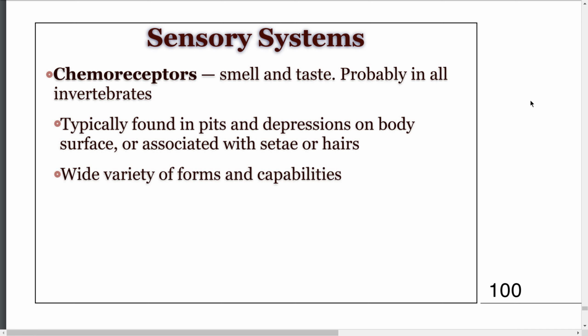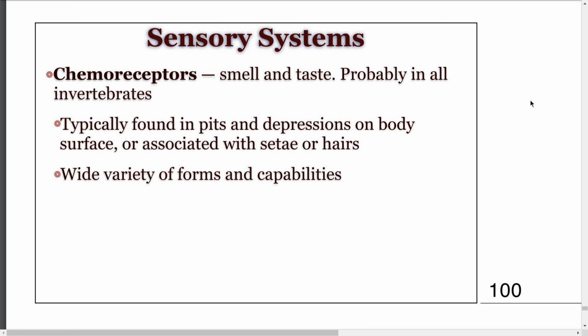Then another type of receptor are chemoreceptors. Basically, this is smell and taste. The ability to detect chemicals in the environment. This is probably pretty much universal in invertebrates and probably protozoans as well. You need to be able to detect food sources, potentially dangerous chemicals, areas with low or high oxygen, and maybe all kinds of things you want to detect in your environment. Very commonly, chemoreceptors can be found anywhere in the organism.